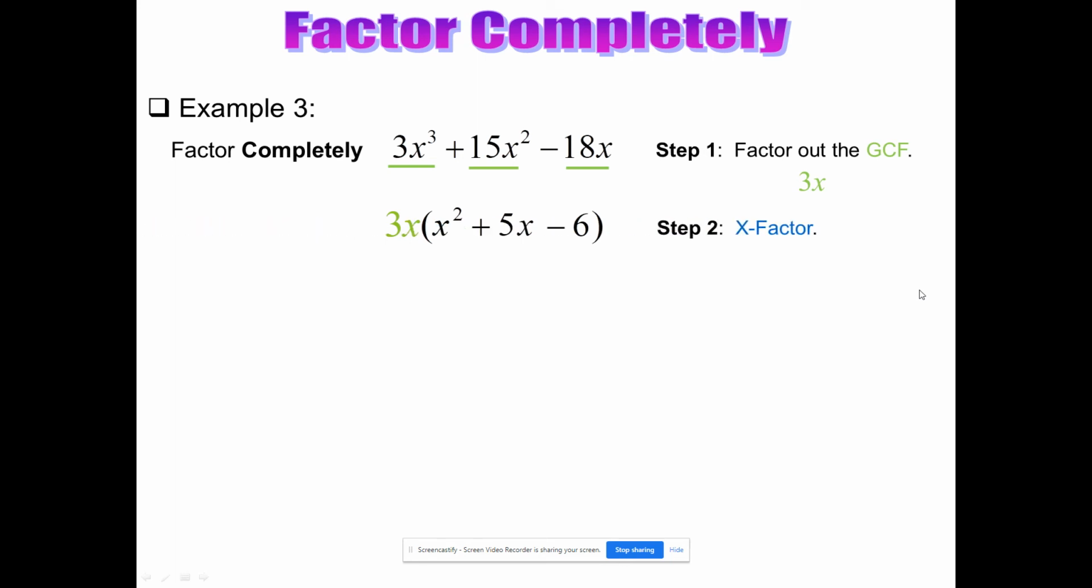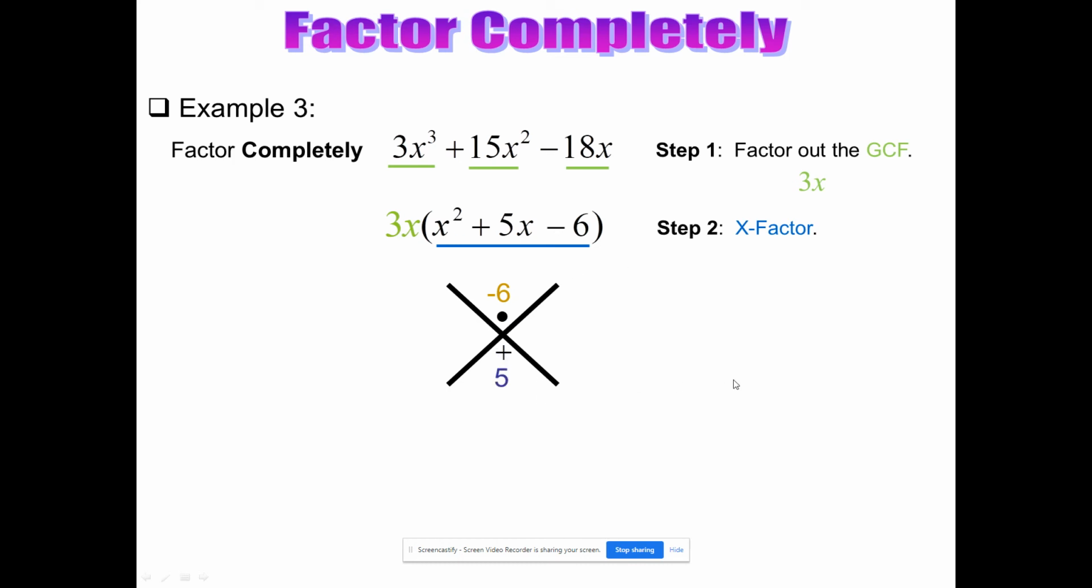Step 2 is the x factor. And look at this, 5 and 6 again. Actually, this is good because we're getting the experience with the different ways you can combine 6s and 5s. Sometimes it's 6 and 1, sometimes it's 3 and 2. Okay, so we've got a -6 because a times c is -6. 1 times -6. b is 5.